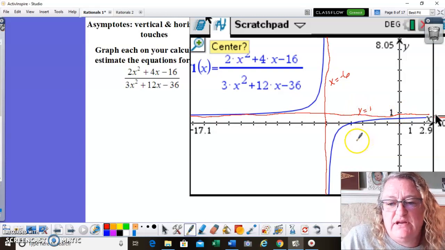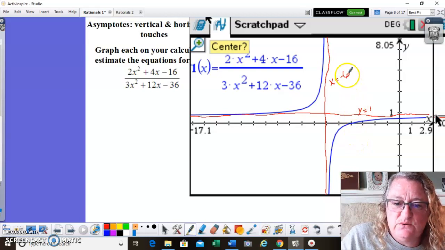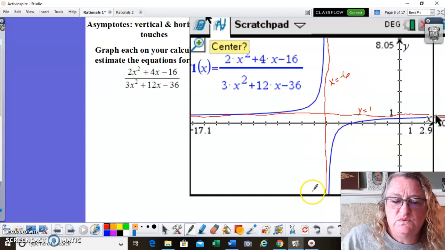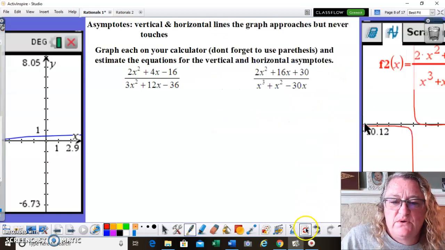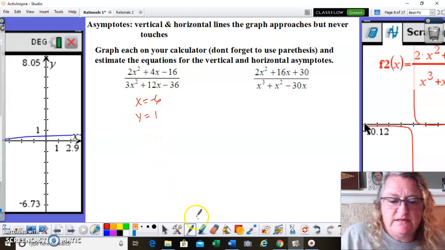So those are actually our two asymptotes, x equals negative 6 and y equals 1. So let's go ahead and write that as x equals negative 6 and y equals 1 as our two asymptotes.